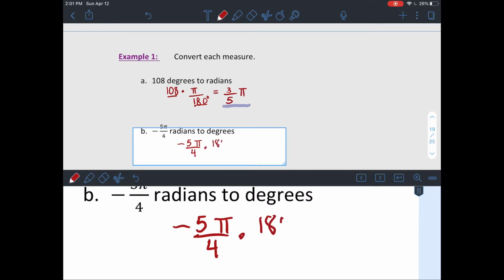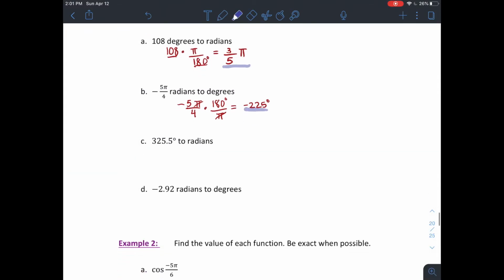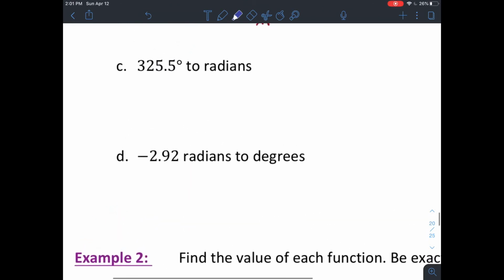Again, if you're doing negative 5 pi over 4, but going to degrees this time, I need to multiply by 180 over pi, which means pi divides out. And then if you multiply negative 5/4 times 180, it's negative 225 degrees.